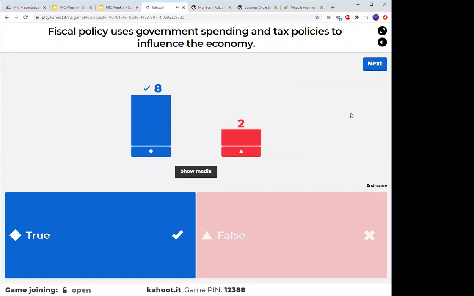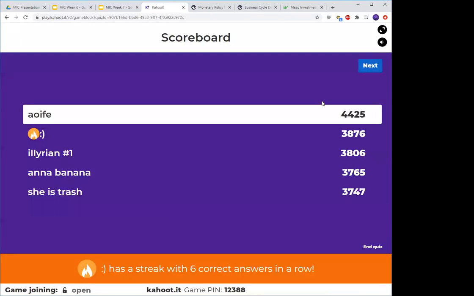All right, yeah. Most of you got this one. Fiscal policy does use government spending and tax policies to influence the economy. In fact, it is the definition of fiscal policy.